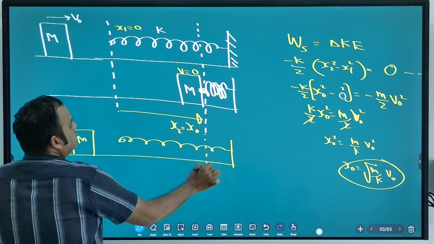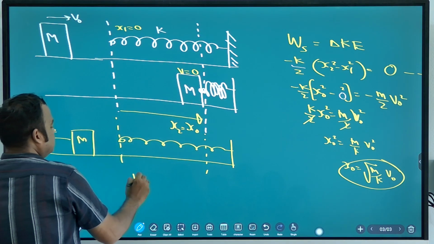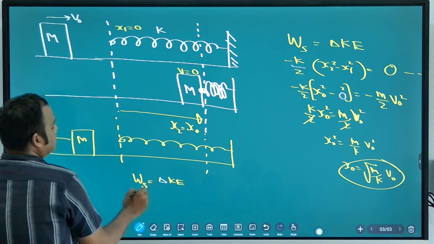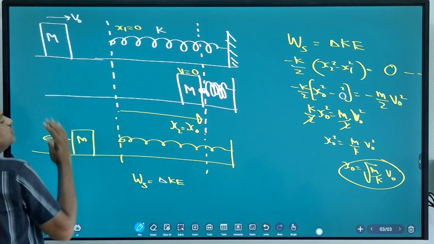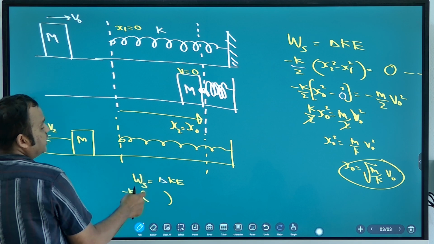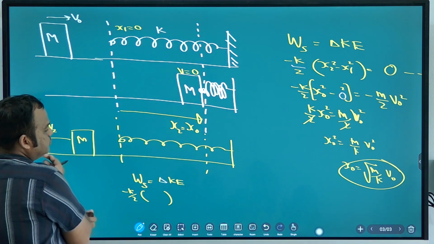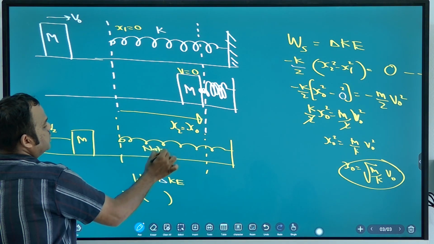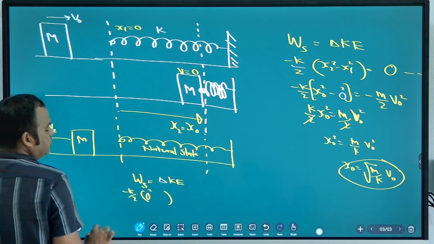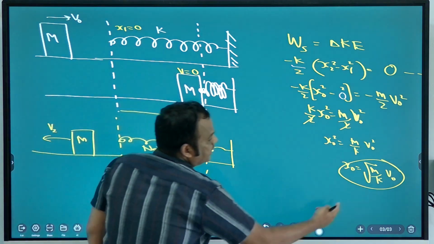Now from here to here, you apply the formula again. Work done by the spring is equal to change in kinetic energy. So what is the work done by the spring from here to here? Minus k by 2 into, what is the final compression here now? 0. Good. It is the natural state. The spring is in its natural state again, so the final compression is 0. What is the initial compression? x naught.